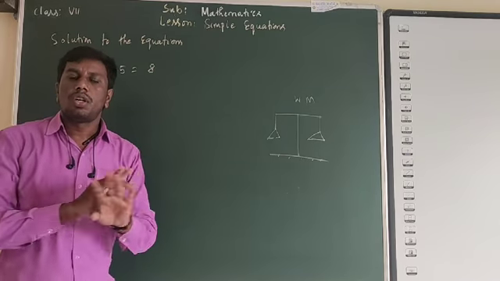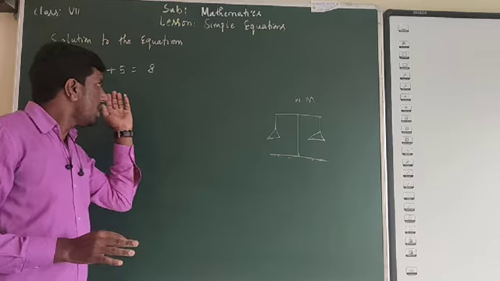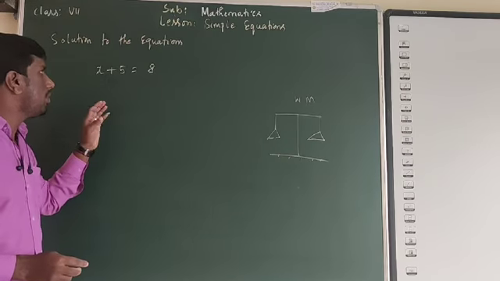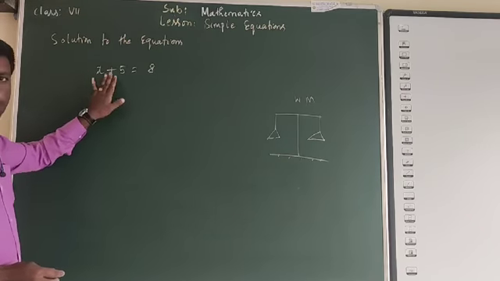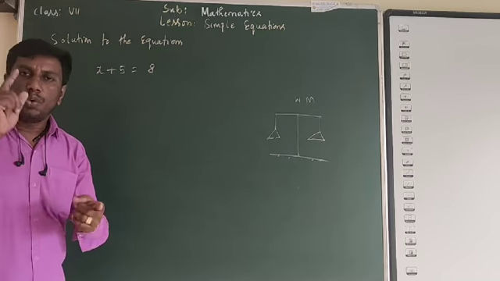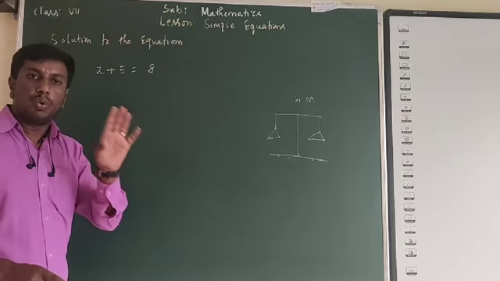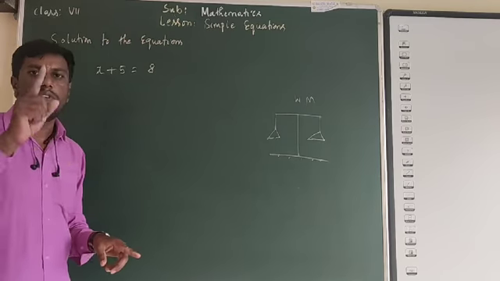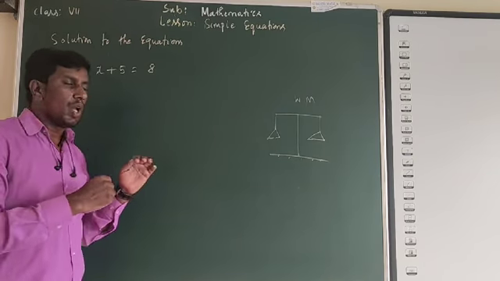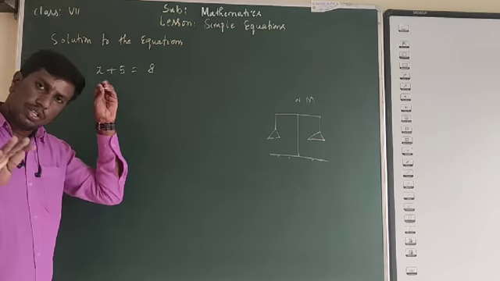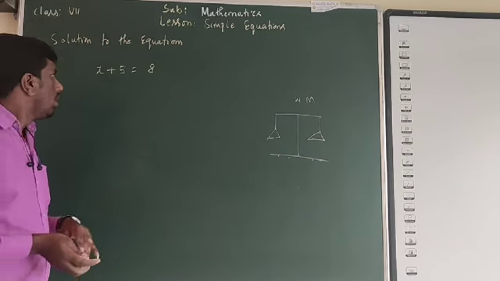Then the equation will not change, and the value of the variable will not change. That will not affect the value of the variable if you add some value to both sides. If you add a value to only the LHS or only the RHS, then it will change. But if you add to both sides, then it will not change. It is the same equation only, right?